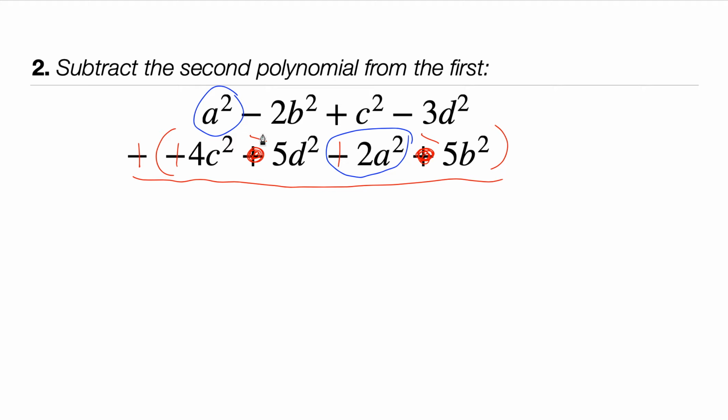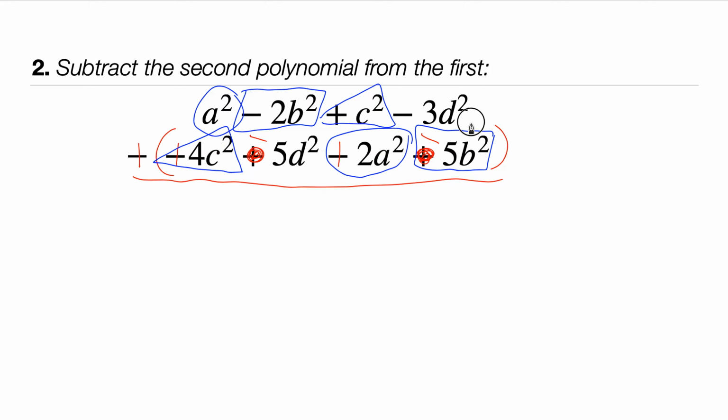Next up is the b squared. Let's put that in a rectangle. This is b squared. This is also b squared. This is negative 5b squared. And no more. The c squareds, let's put that in a triangle. This is also a c squared.